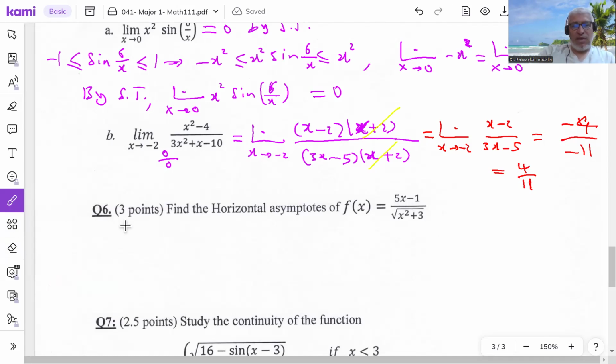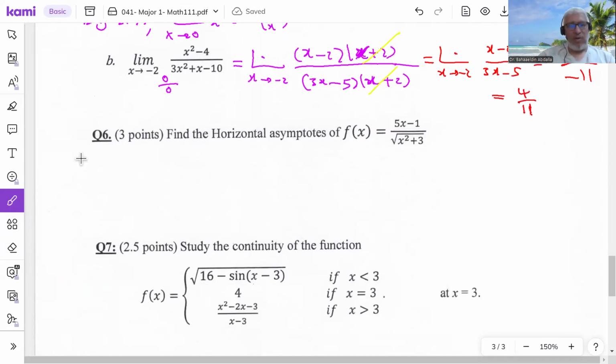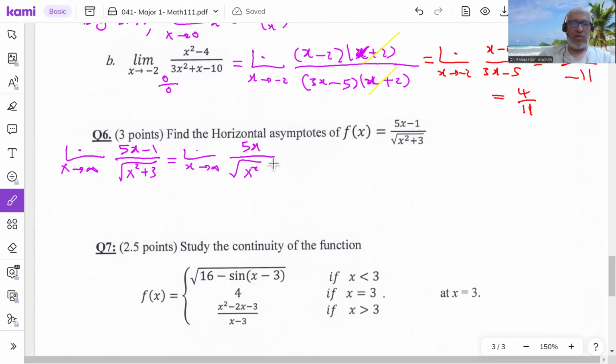Find the horizontal asymptotes of f of x. To find the horizontal asymptotes, we need to find the limits of the function when x approaches infinity and negative infinity. How to find the limit when x approaches infinity? I take the term with the highest power in the numerator over the term with the highest power in the denominator. What do we know about the square root of x squared?